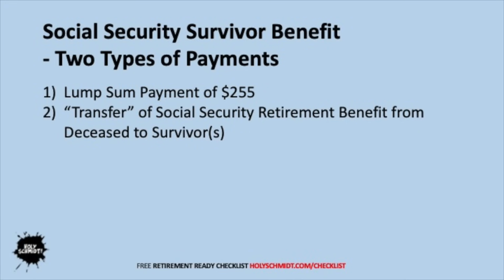All right, let's go. There are two types of payments that are due to the survivor: a lump sum payment of $255 and the transfer of the deceased's Social Security payment to a spouse, a dependent, and maybe even an ex-spouse in some circumstances. And we're going to cover all of those, but let's start off with the $255.